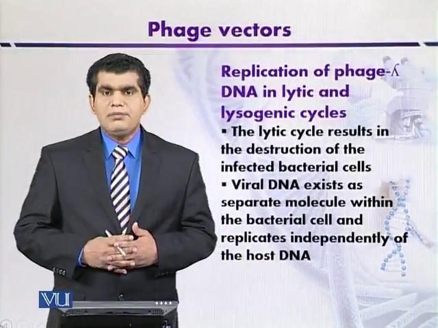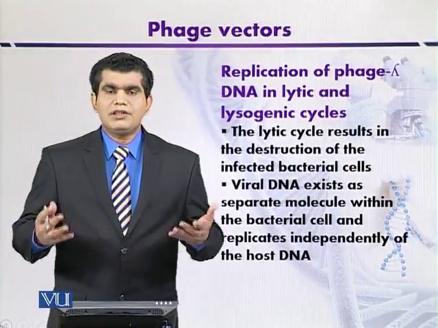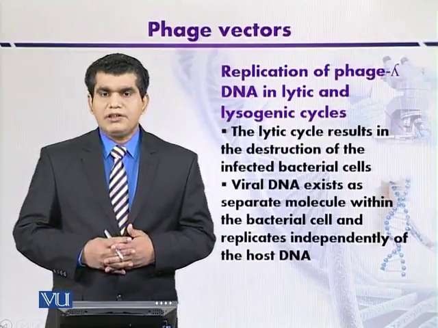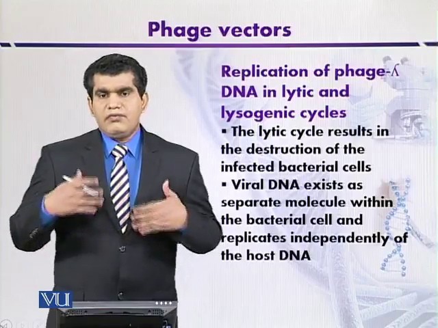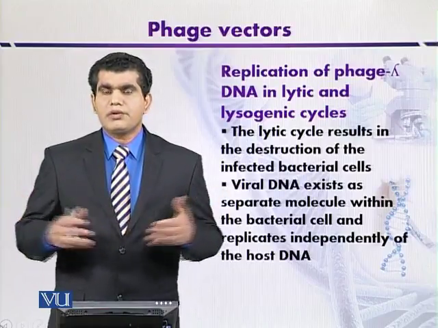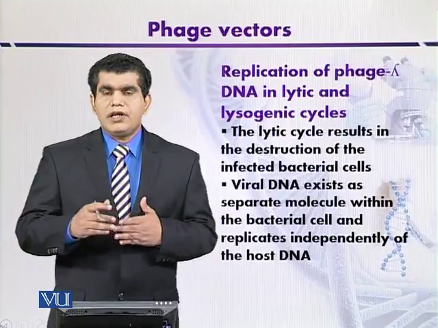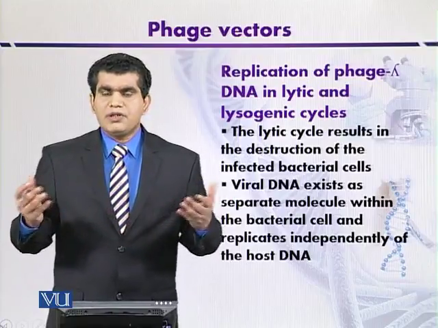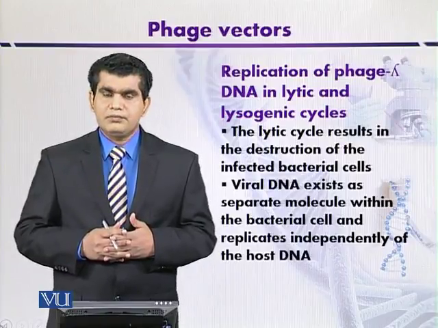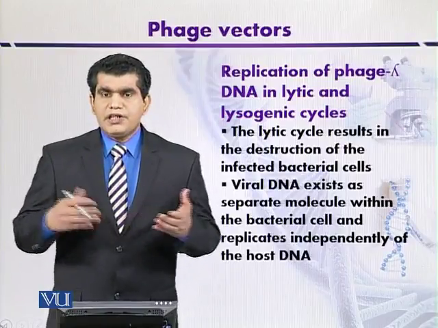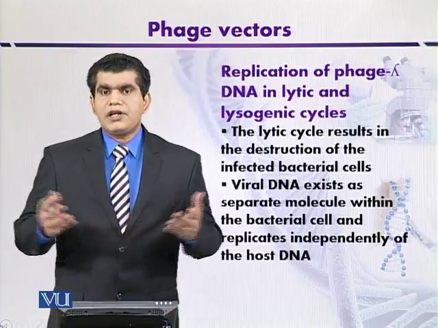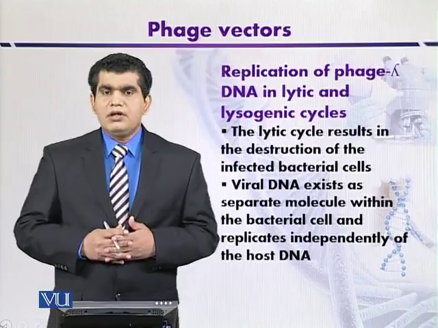Replication of lambda DNA in lytic and lysogenic cycles. We have the idea that whenever lambda phages infect their host organism, they can overcome the host machinery by injecting their DNA. After injection of the nucleic acid or lambda genome, there are two possibilities.